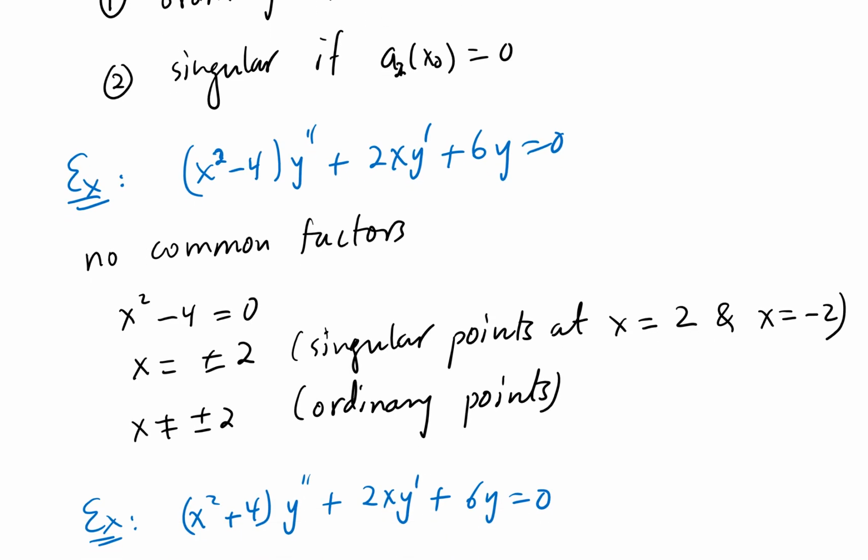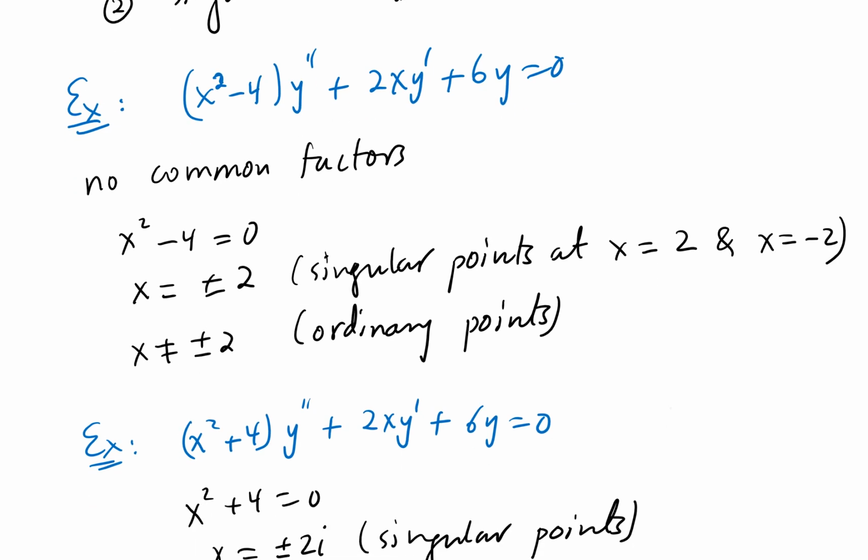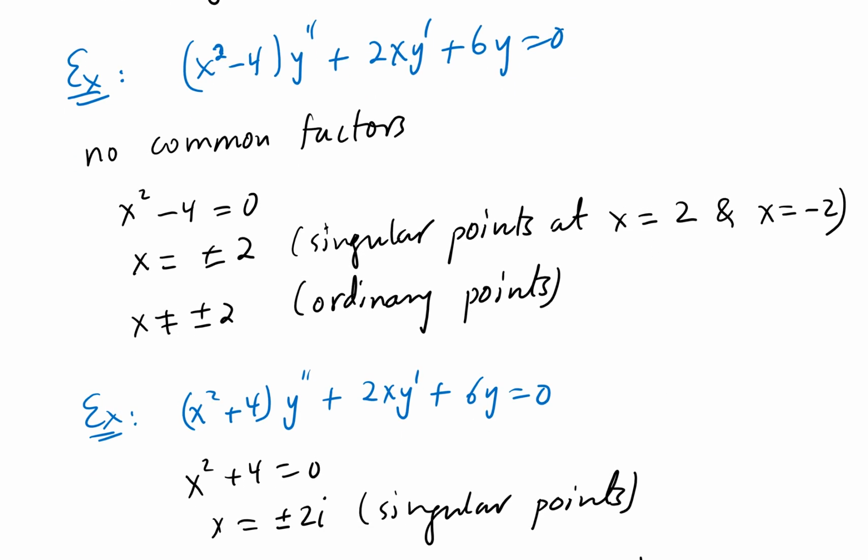How about another differential equation? I took the same one, I just changed x squared minus 4 into x squared plus 4. Can x squared plus 4 equal 0? Yes, you get x equals plus or minus 2i, imaginary. So you can still have singular points at imaginary numbers. That's okay.